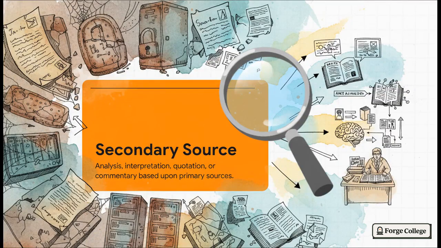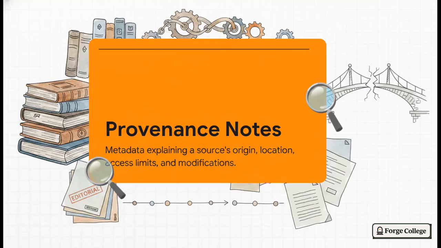But let's be real. We can't always get our hands on the original artifact. Servers crash, hard drives get lost in cross-country moves, and archives shut down. And that is exactly where secondary sources step in. These sources offer analysis, interpretation, or commentary based on those primary sources. And they are an incredibly handy backup when the original document is locked away behind a frustrating academic paywall or temporarily lost to history. Then we have provenance notes.